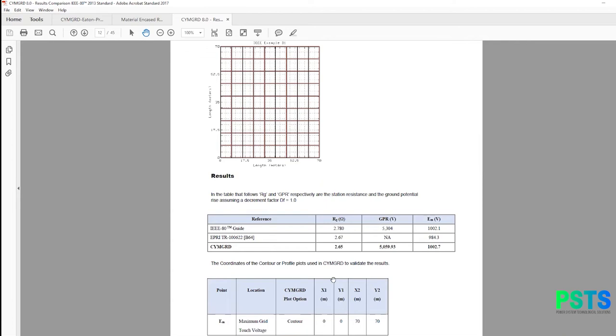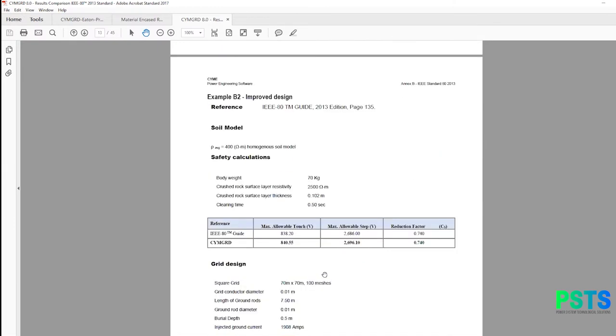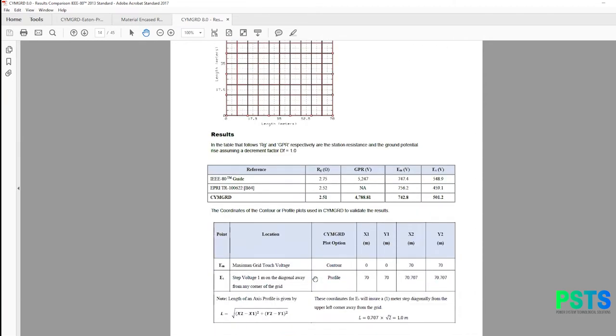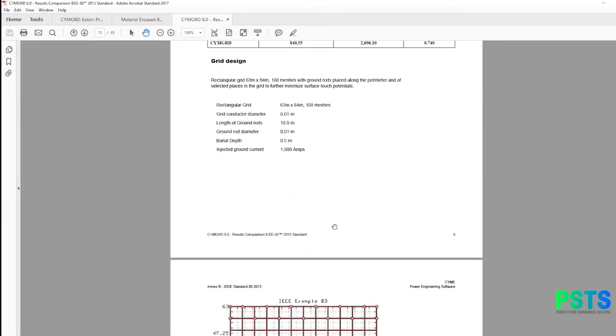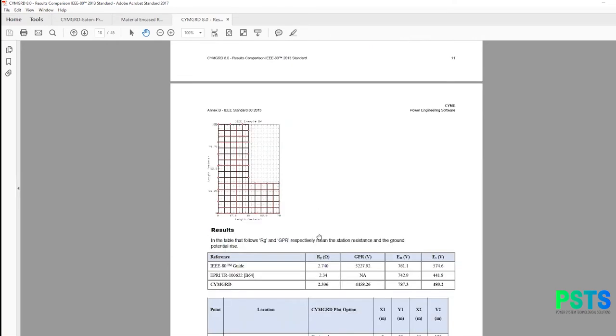All right. This document comes with the program and it really gives you an idea of how accurate CYMGRD is compared to the standard. We have very different designs. For example, we have something more complex like this, L-shaped designs. You can see how CYMGRD is still very close to this one. Now remember, this is hand calculation. This is actual programs. So we're very, very close with all these numbers, okay?